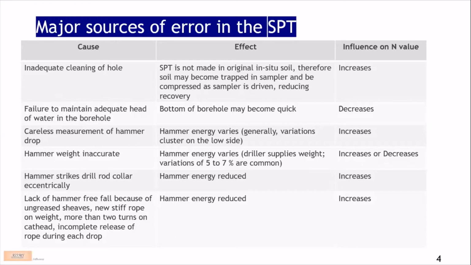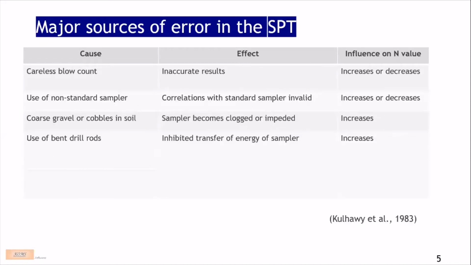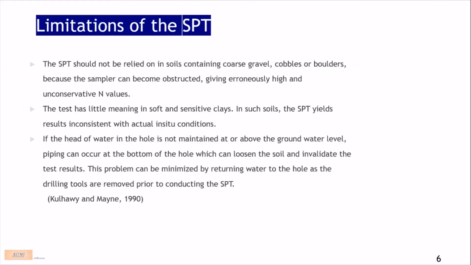Okay, so let us move on. When you take careless blow counts, or you use a non-standard sampler, this can also affect the N values you get on site. And when the sampler hits a coarse gravel or a cobble in the soil, this can cause an increase in the N value, because when you keep hitting, the N value tends to increase. Or when you have a bent drill rod, this can increase the N value, and it will not really show the current condition of the soil.